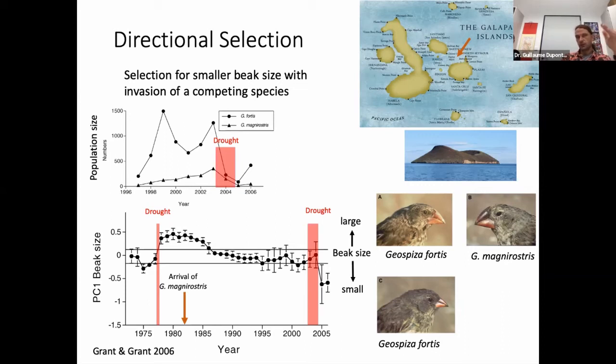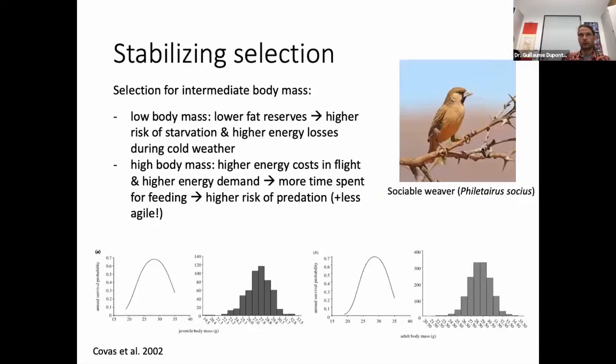So this couple basically netted all the birds, they caught all the birds, they ringed them, and they could fully control this natural experiment. And they saw over time that there's directional selection in the presence of another competitor towards a smaller beak. So Galapagos is still a very nice place to study competition and natural selection.